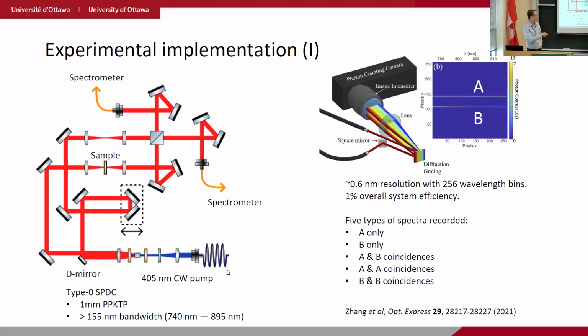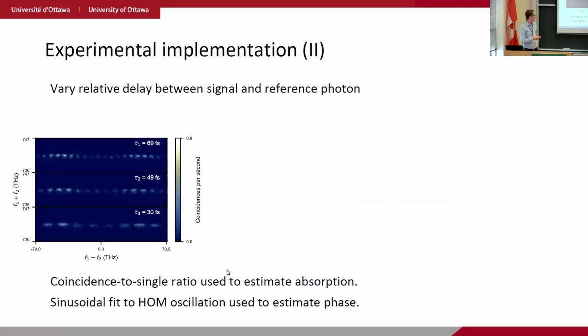With this system, we get a wavelength resolution of about 0.6 nanometers, 256 spectral bins, which is just limited by the camera resolution. Unfortunately, our system efficiency is quite low. We have about a 10% efficiency collecting this SPDC into the fibers. The camera itself is 10% efficient in detecting these photons. So from the crystal all the way to the detector, we have a system efficiency of about 1%.